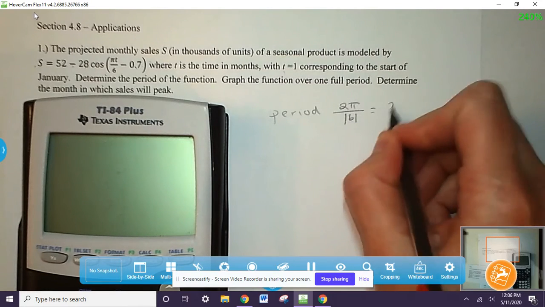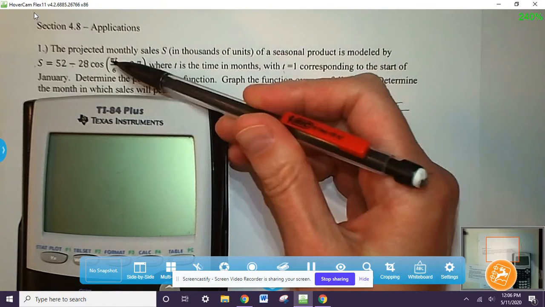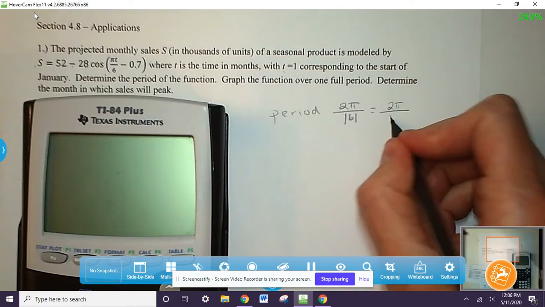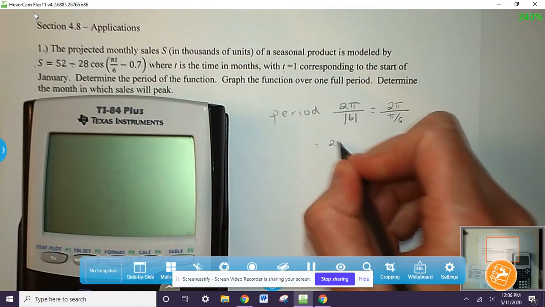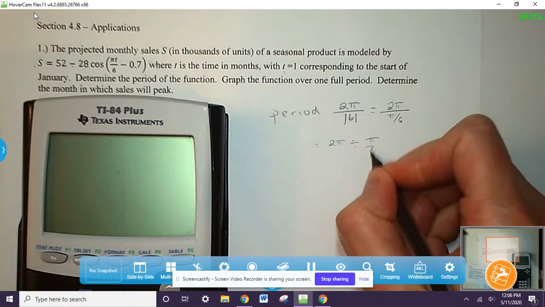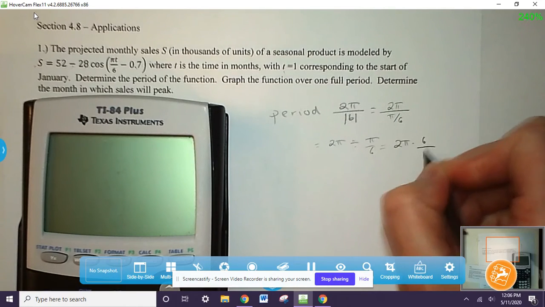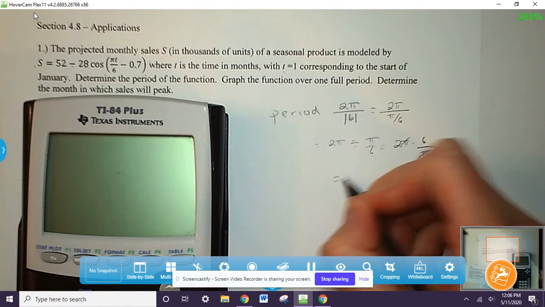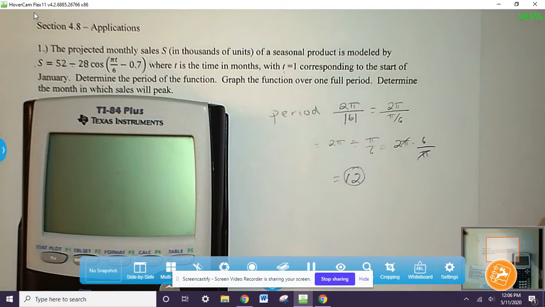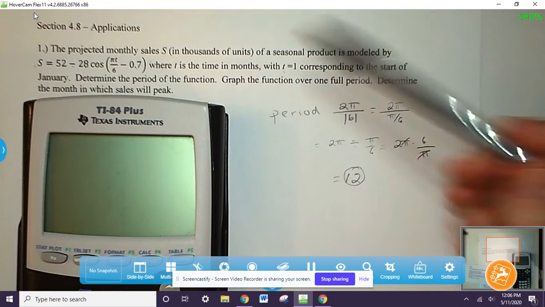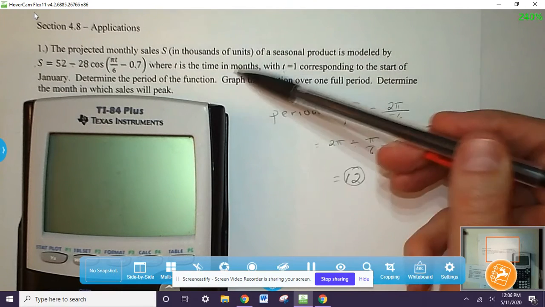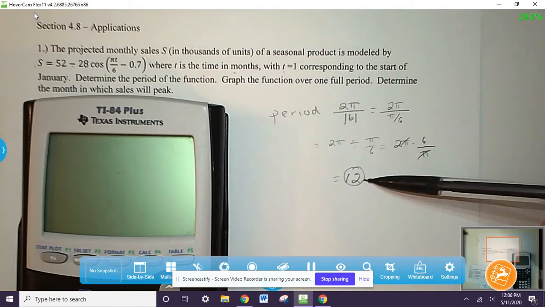So for this problem, the b value is pi over 6. Instead of dividing 2 pi by pi over 6, we're going to do 2 pi times 6 over pi. And the period comes out to 12. And that should actually make perfect sense because we're talking about the sales of a seasonal product where t is the time in months. So every 12 months, we have a full year. So every year, this graph is going to repeat.